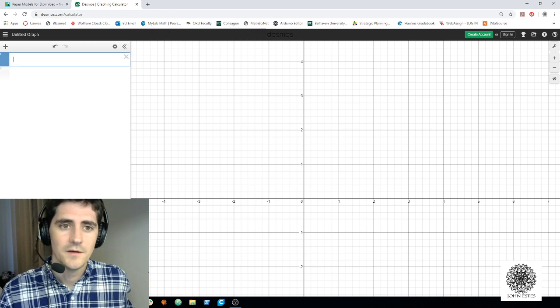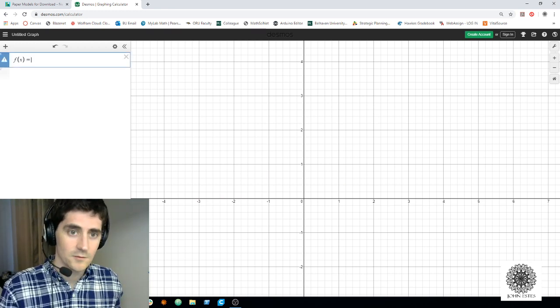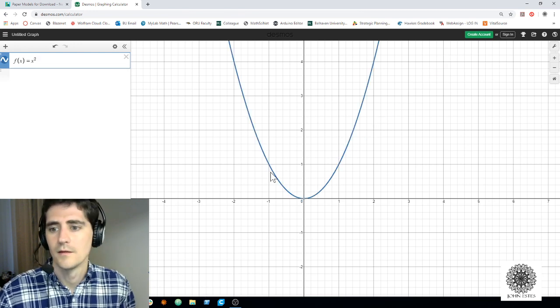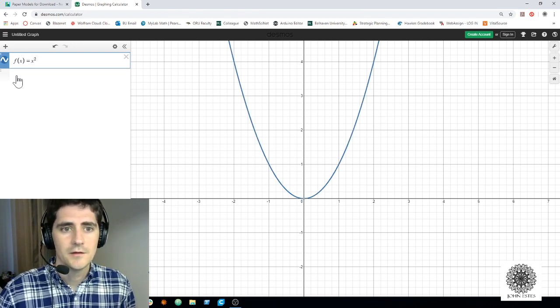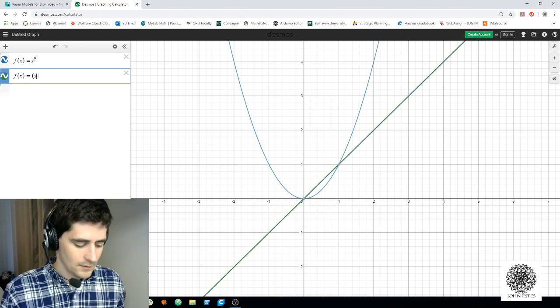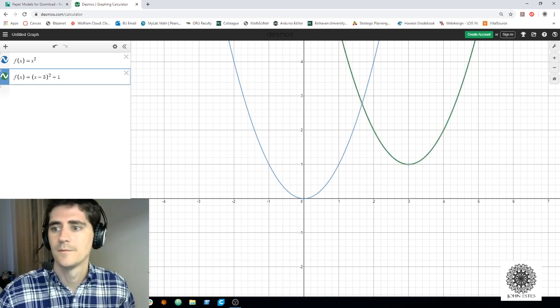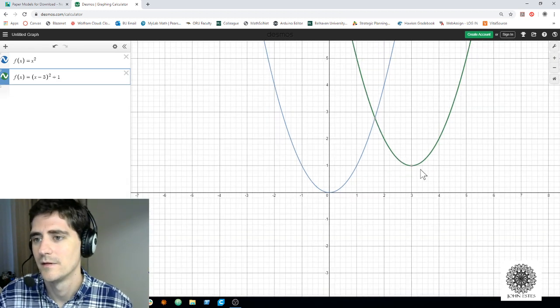All right, so I'm clearing off these graphs. Let's look at, first of all, x squared. There we are. And then let me create another one that's in vertex form. We said x minus 3 squared plus 1. And notice what happened. This is what I'm trying to say.